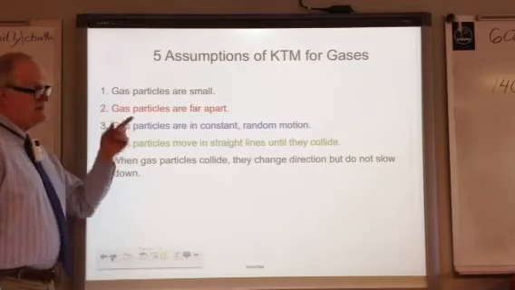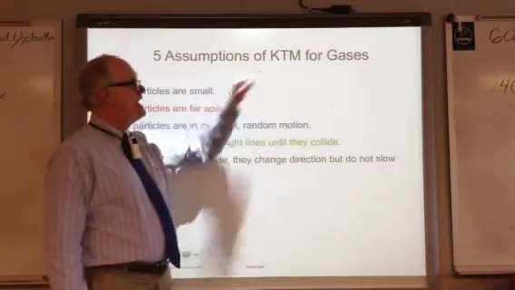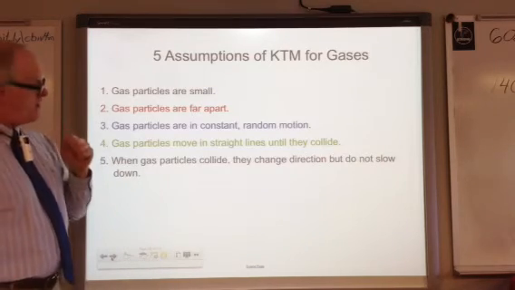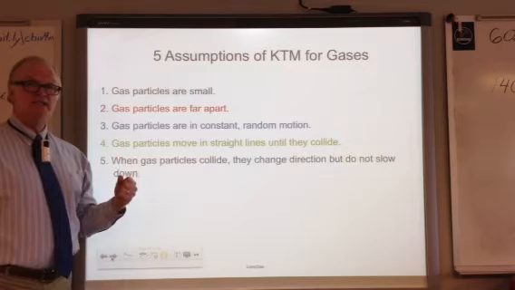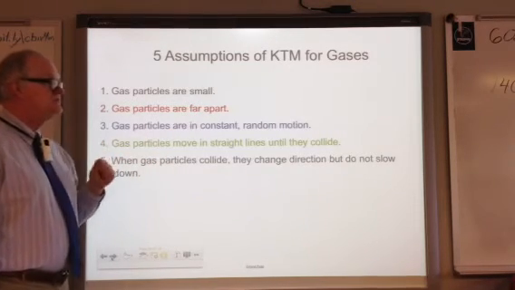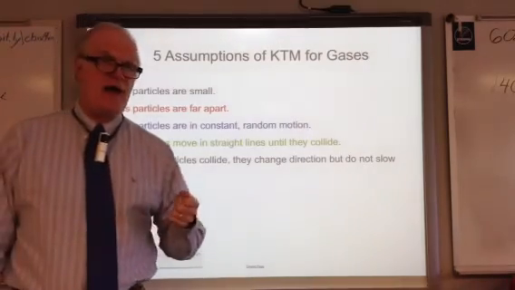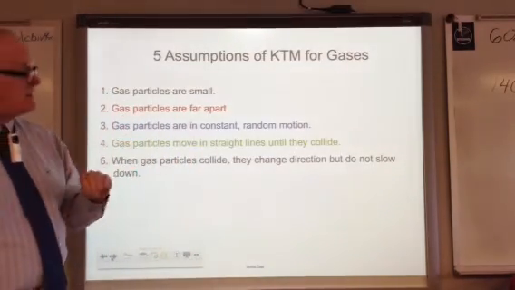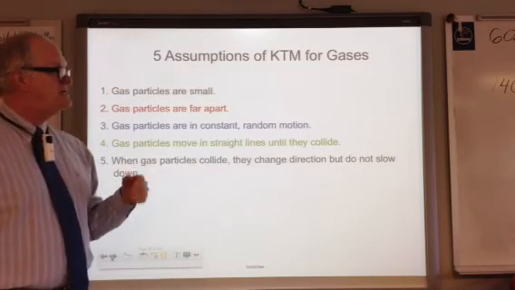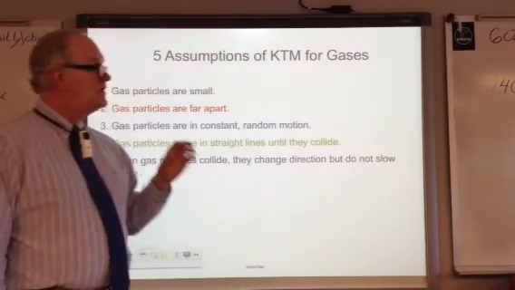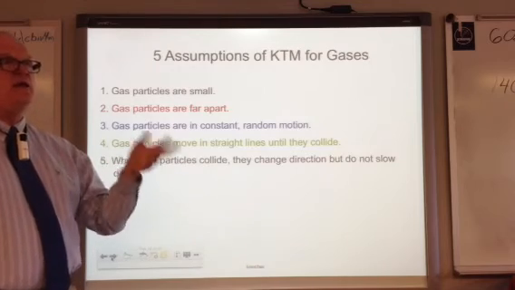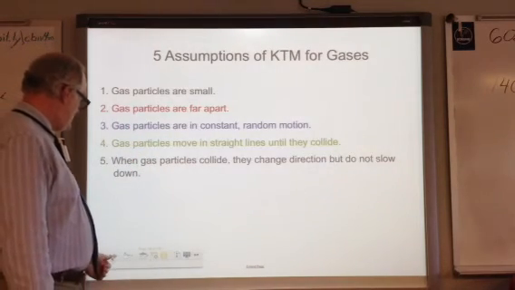So let's sum up our kinetic theory of matter, KTM, for gases. The gas particles are small, the gas particles are far apart, the particles are in constant, random motion, got the comma in there this time. Gas particles move in straight lines until they collide. They might collide with the container, they might collide with each other, and when they do collide, they change direction, but they do not slow down. So thinking of these 5 things and what the particles do helps us explain the properties that we observe in a gas.